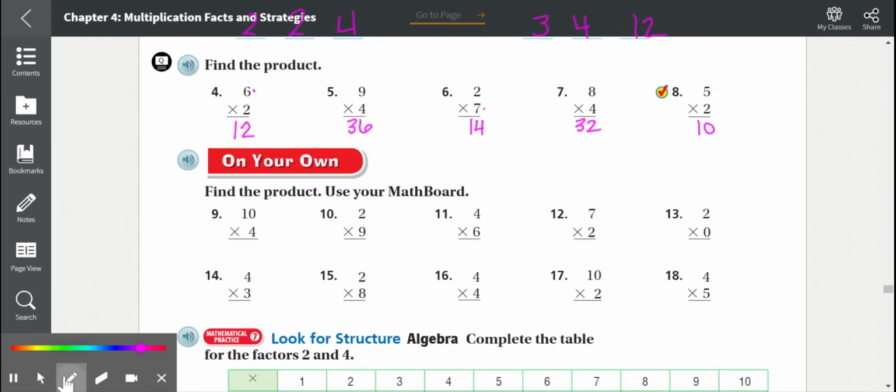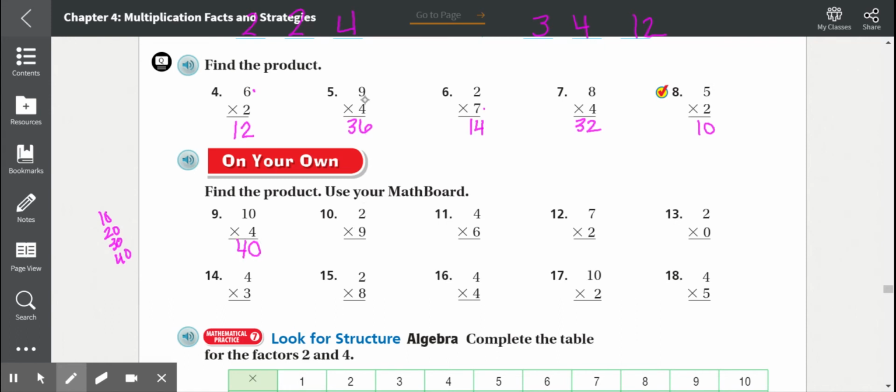Okay, so let's just do some more. Find the product, use your math board. We're just going to do these together. So 10 times 4. For this one, we can count by tens 4 times. Let's do that. We'd have 10, 20, 30, 40.